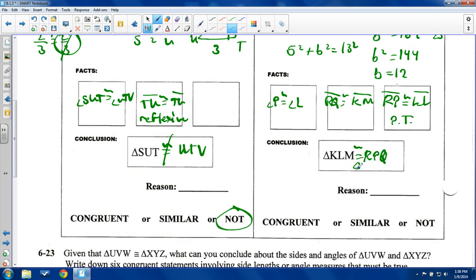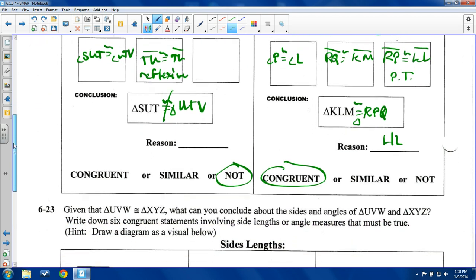I'm sorry, that's triangle. I should have said triangle here as well. You have to get used to saying that stuff. Reason, HL. So these are congruent. They're also similar, but congruent's the more important, it's the more specific one.